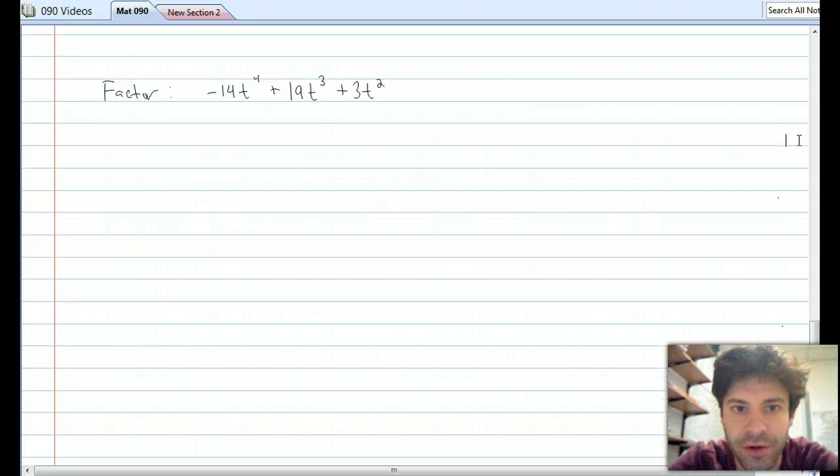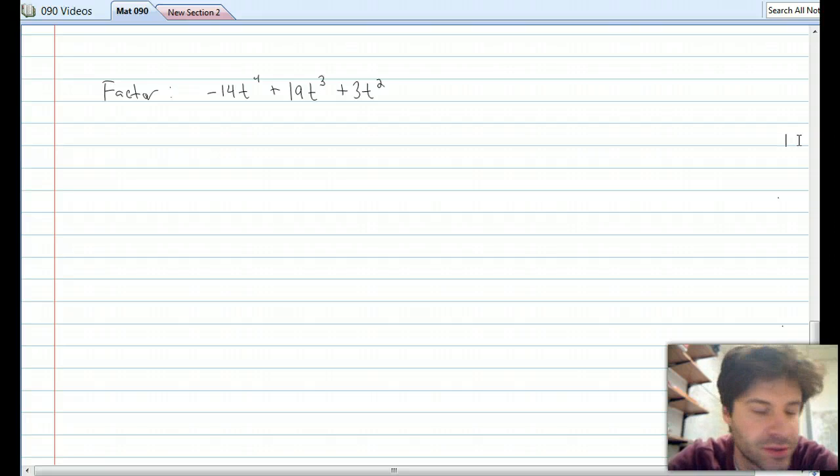Okay, here we have a slightly harder example. The reason this is a little bit harder is because we have to do one step first.